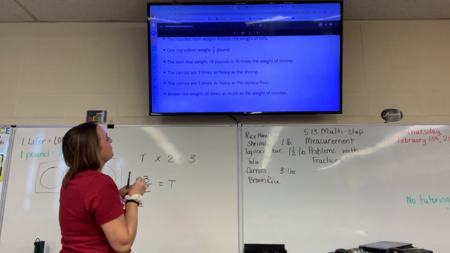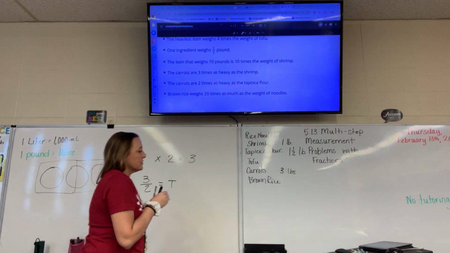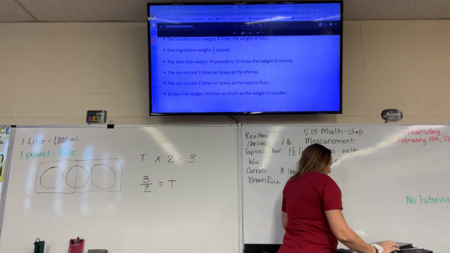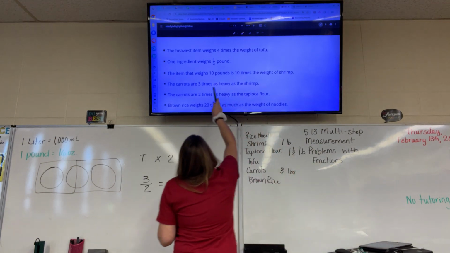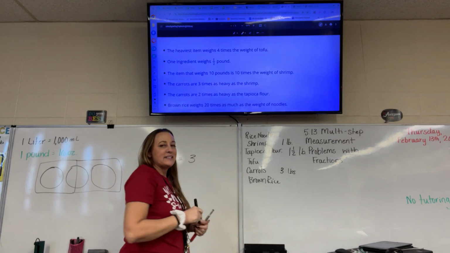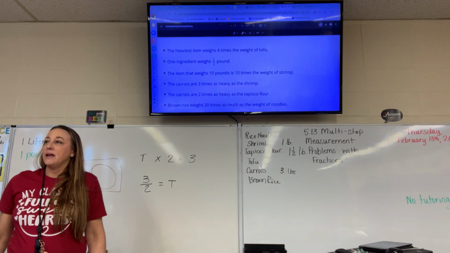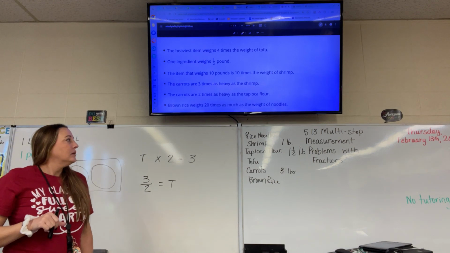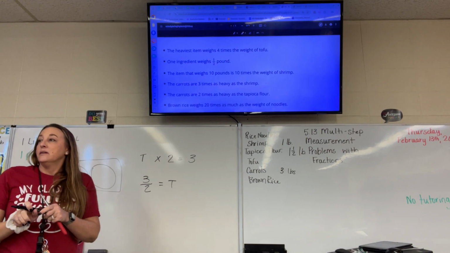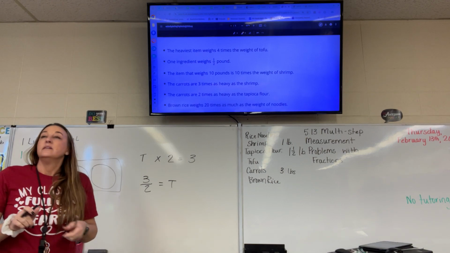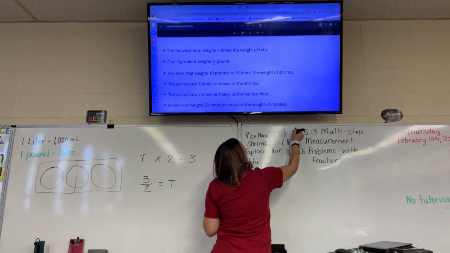Okay. Brown rice weighs 20 times the weight of the noodles. Well, let's look back at our clues. This clue says one ingredient weighs a half pound. Do we know which one weighs a half pound now? It has to be the rice noodles because 1/2 pound is not greater than any of the other ones. Exactly. 1/2 is the smallest amount we've encountered so far.